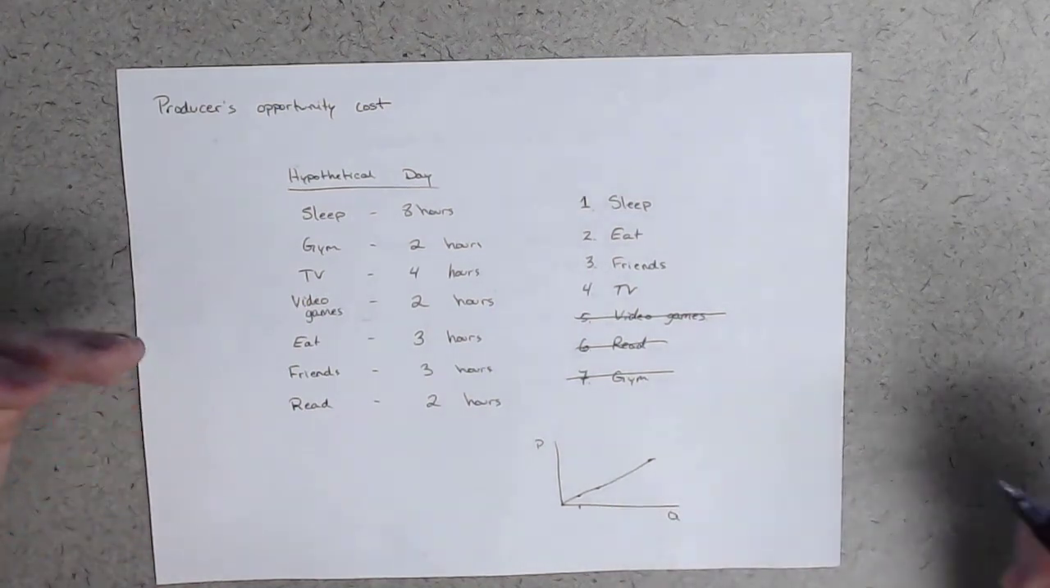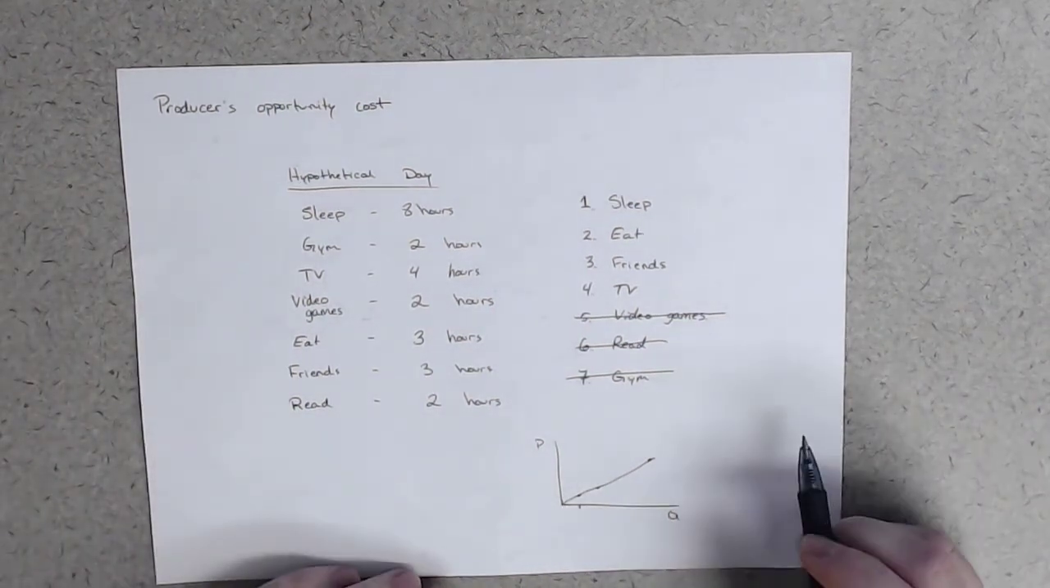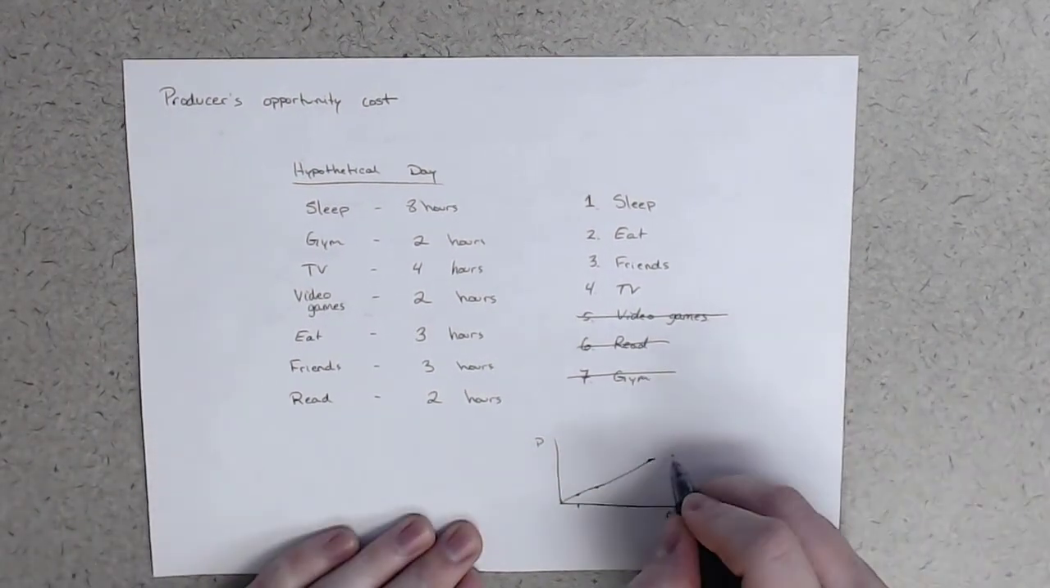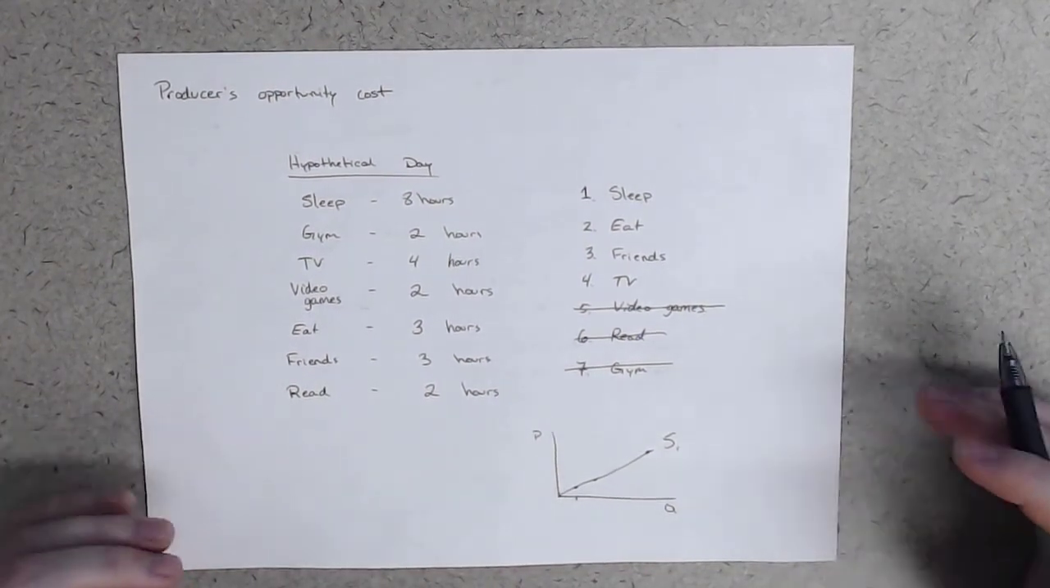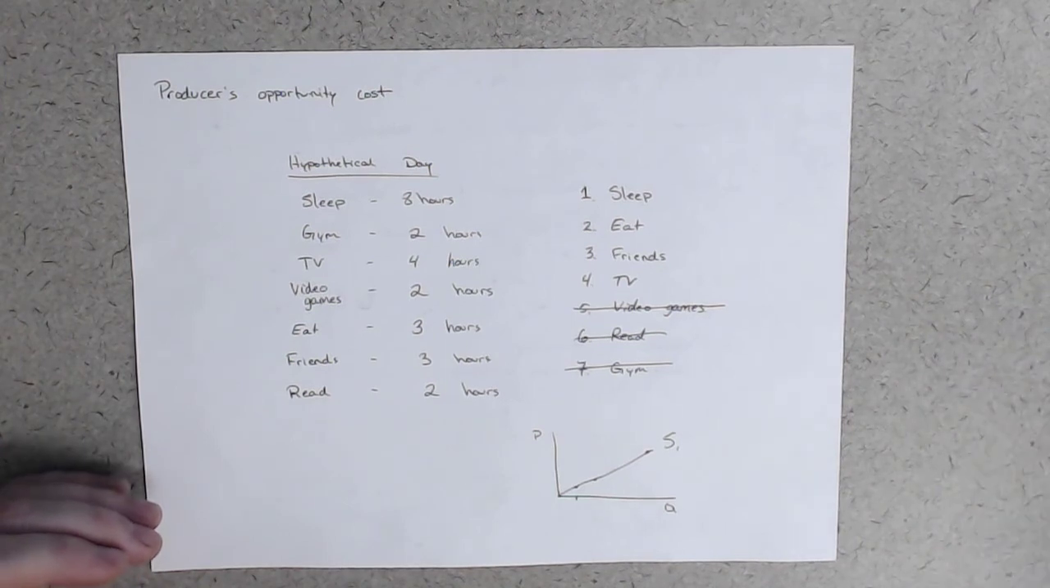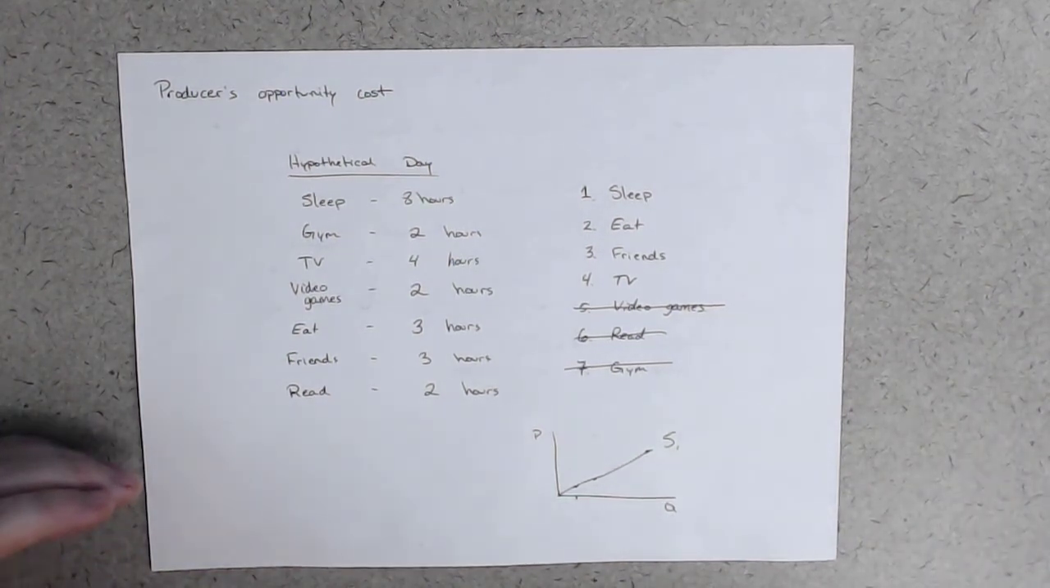Okay, and so for these reasons, we can think about why the supply curve must slope up, right? Increasing marginal cost, increasing opportunity cost for the producer. These are all different ways that we can think about the same thing.